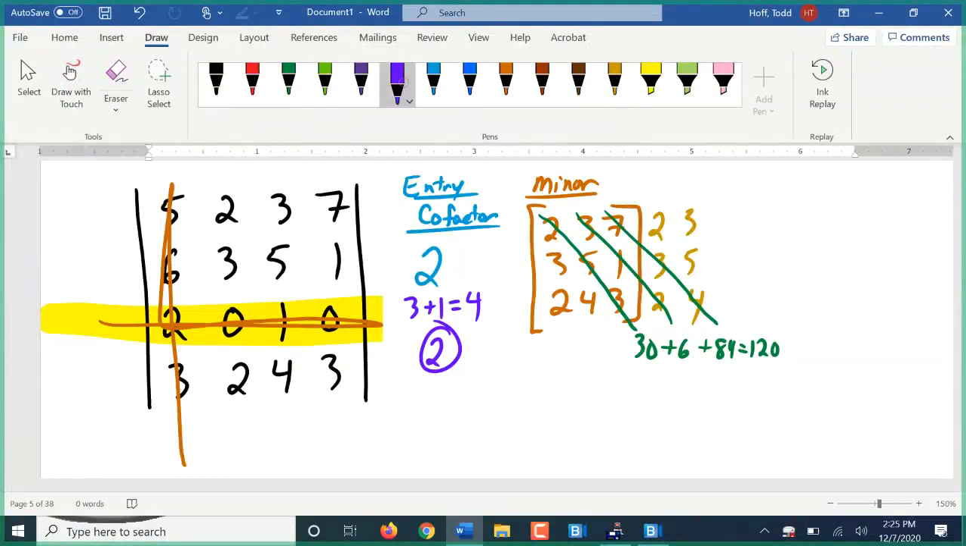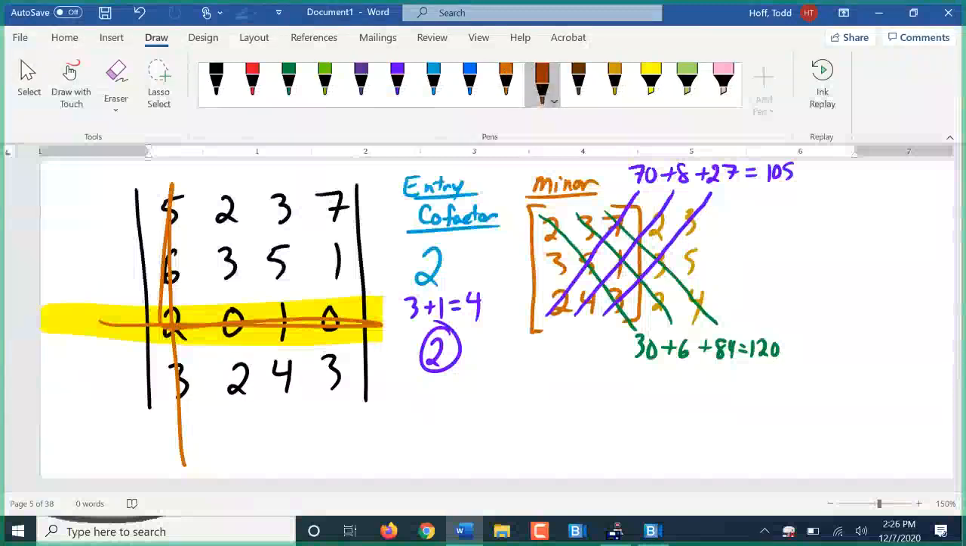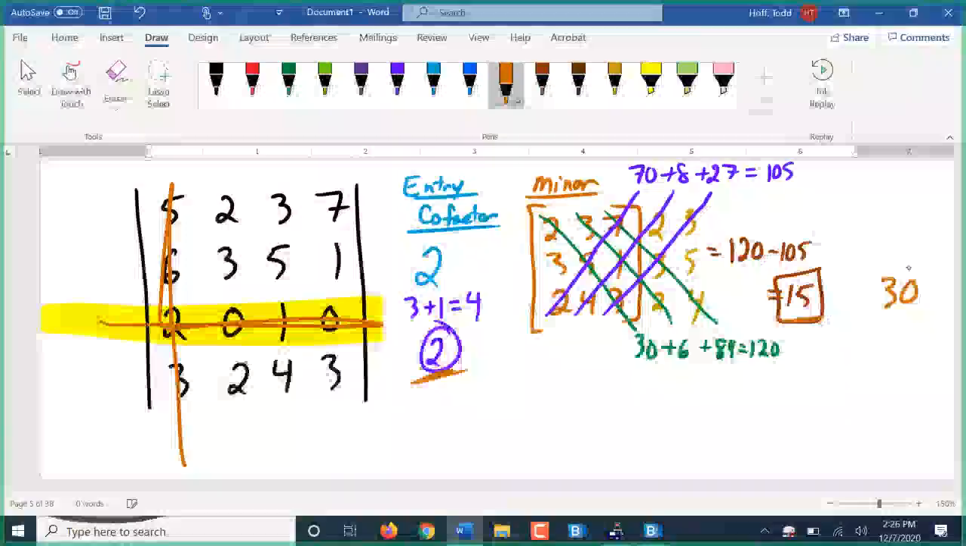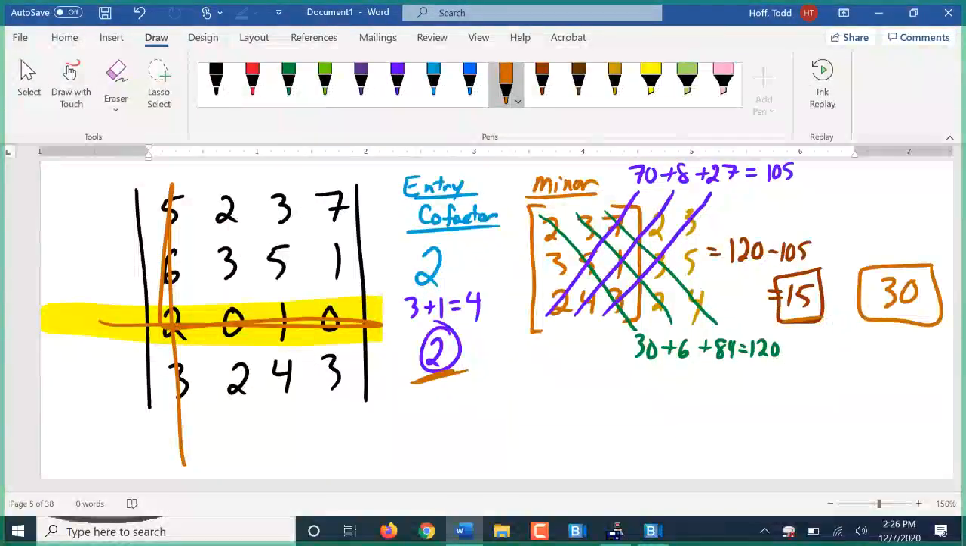Going up, 2 times 5 times 7 is 70. 4 times 1 times 2 is 8, and 3 times 3 times 3 is 27. That's a 105. That's 120 minus 105 is 15, the determinant of our minor. So we have a cofactor of 2 times the determinant of our minor, 15, which gives us 30 for the partial for that term.